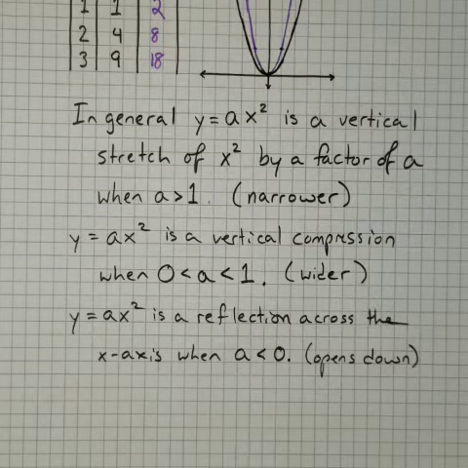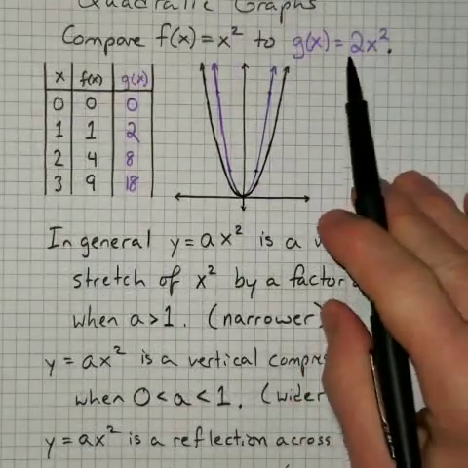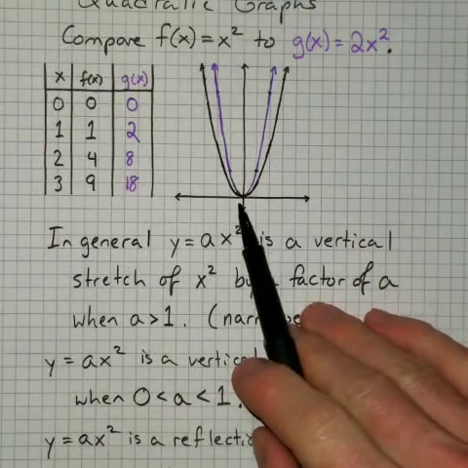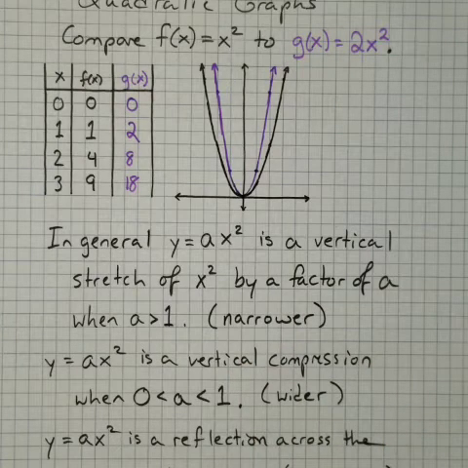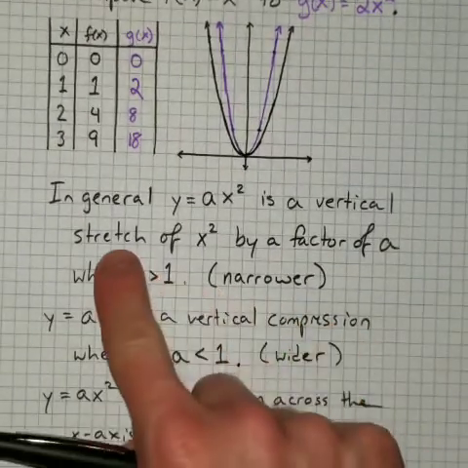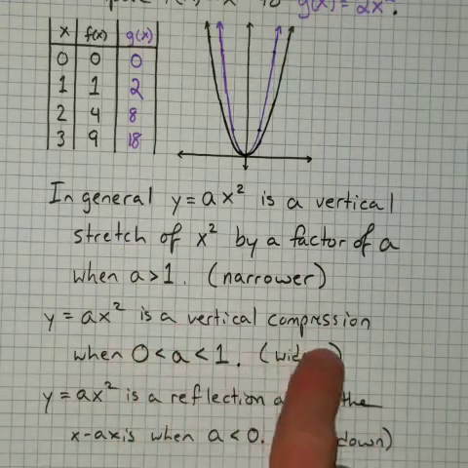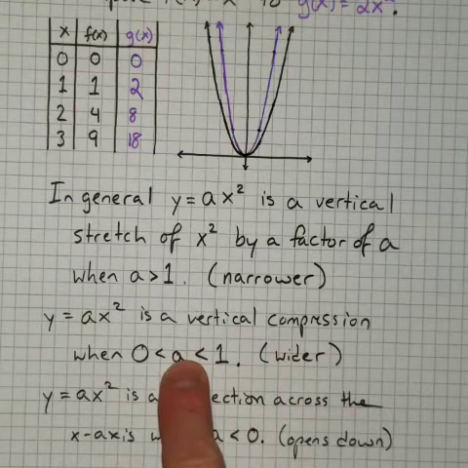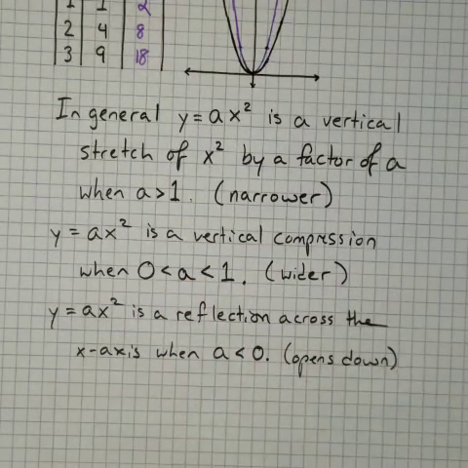Okay, notice though that by multiplying by this number, we are not moving the graph around. We're not shifting it like we did in the previous examples. We're just doing a stretch if the a value is bigger than 1, a compression if the a value is between 0 and 1, and a reflection if the a value is negative.